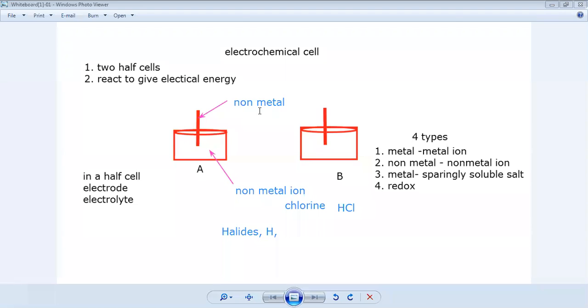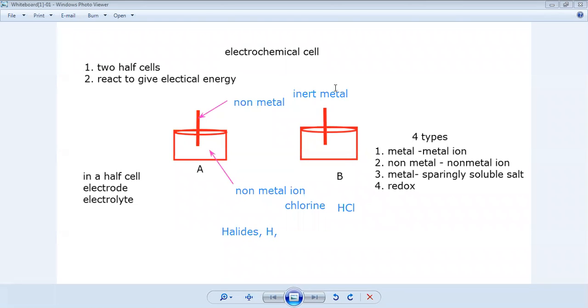No. Chlorine is a non-metal gas, so we cannot prepare a rod of chlorine. So in case of non-metals, we use an inert metal for the electrical connection. Yes or no? So what may be the inert metal which we are going to use for our electrical connection?